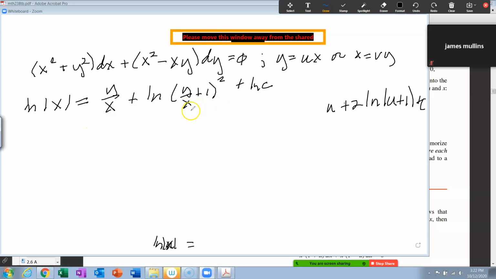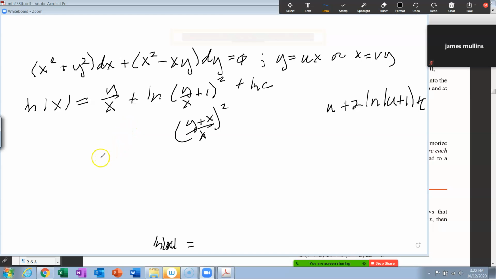Now, if you take a look at this, this could be written as y plus x over x, but then this is the thing squared. You see, x over x is 1, so it's y plus x over x squared. Okay. And it's the log of that.